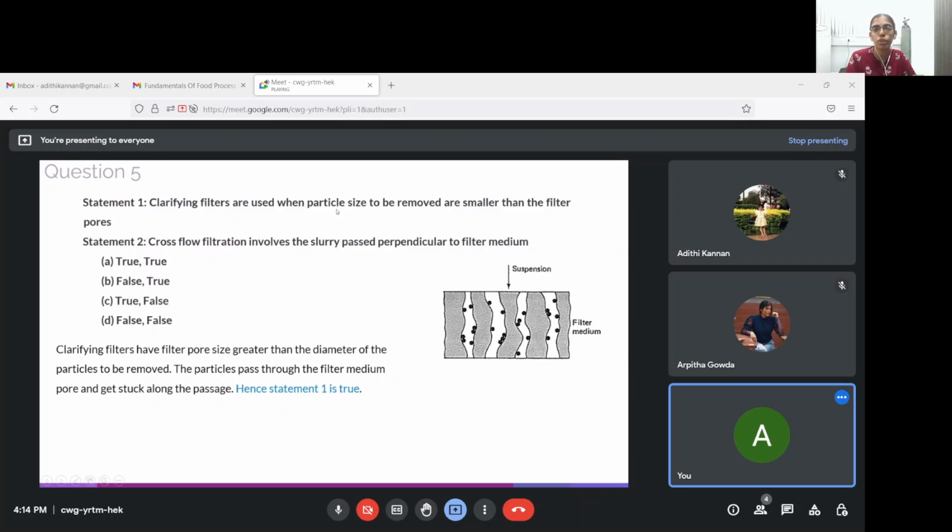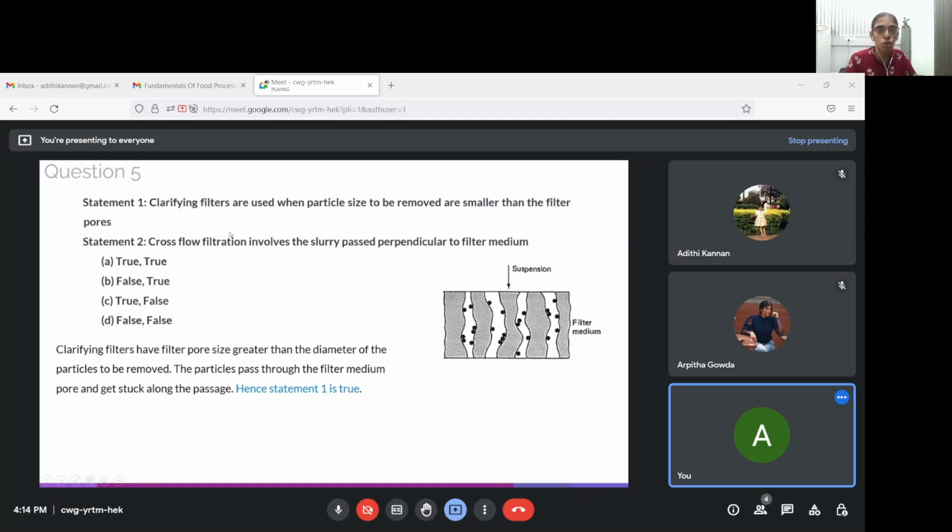Clarifying filters are used when the particle size to be removed is smaller than the filter pores. In fact, clarifying filters are used for slurries that have a small number of solids. If you have a large number of solids, you will just end up choking the filter medium. So this is used for fluids that have a small number of solid particles.